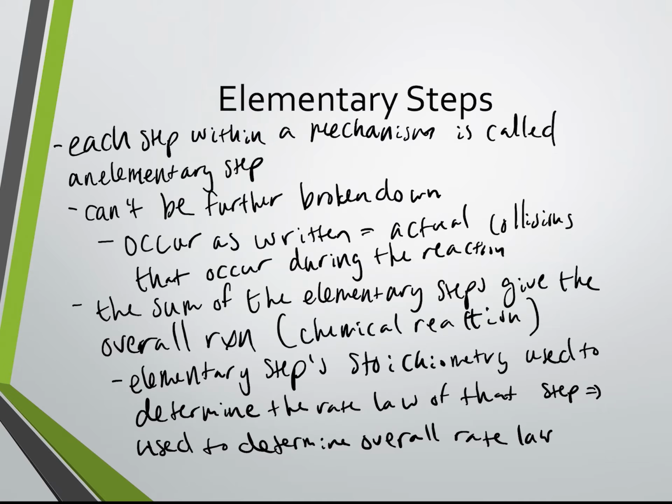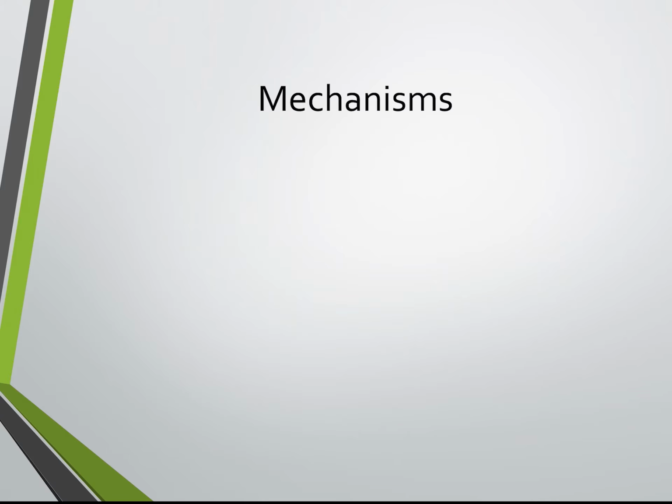And in this class, we're going to use the rate laws of our elementary steps to determine our overall rate law, right? In actual experimental settings, they use the rate law to determine the elementary steps. But in this class, we're going to use the elementary steps to determine our overall rate law. Okay? So, we already talked about this. Let's keep going. Let's look at what a reaction mechanism would look like.